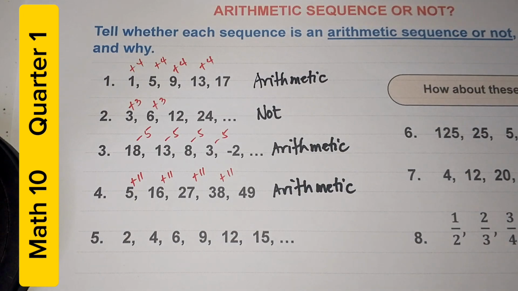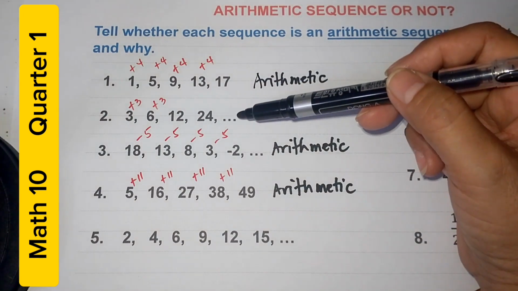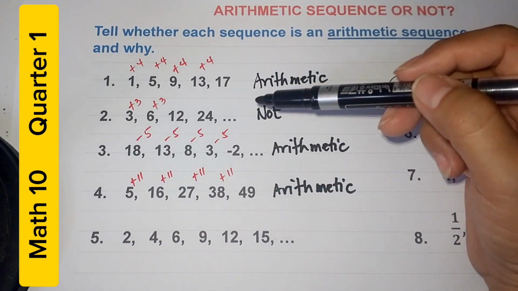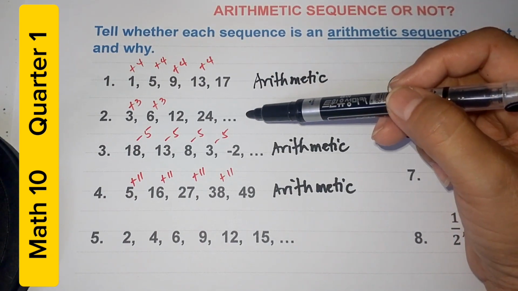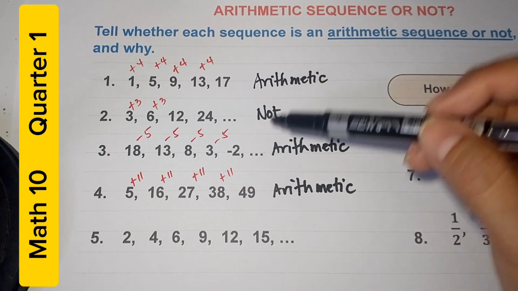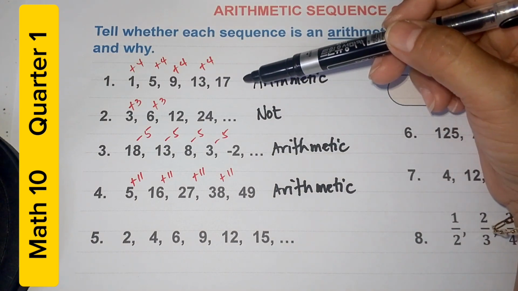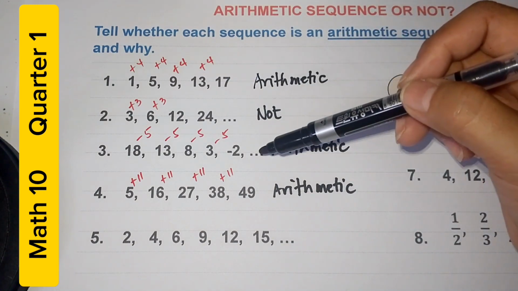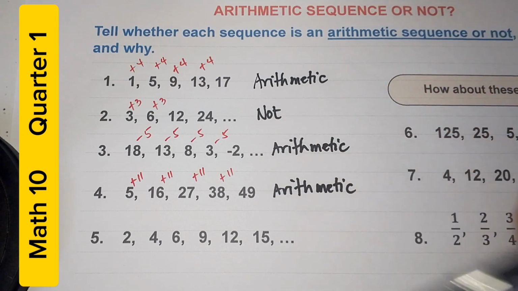Oh, by the way, before we proceed to number 5, if you notice here, there are ellipses at the end of the sequence. This just implies that the sequence is infinite. Okay, infinite, while this one is finite. Finite, infinite, infinite, finite, infinite. Now, let's go to number 5.